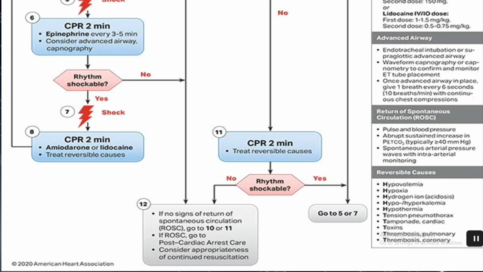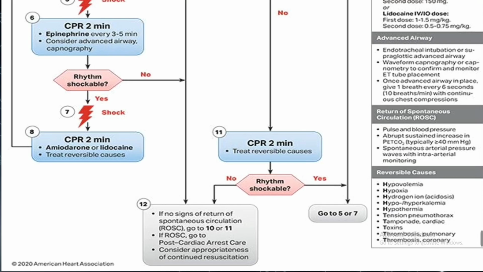Then is your hypoxia, hydrogen ions, hypo or hyperkalemia, hypothermia, tension pneumothorax, cardiac tamponade, toxins, any overdose of the toxins, pulmonary thrombosis and coronary thrombosis. These are reversible causes. So at any time, if the patient is not completely coming to consciousness, you have to assess the reversible causes. CABD, that is circulation, airway, breathing and differential diagnosis. Differential diagnosis is by assessing the reversible causes. That is how you assess your patient in an ACLS protocol.